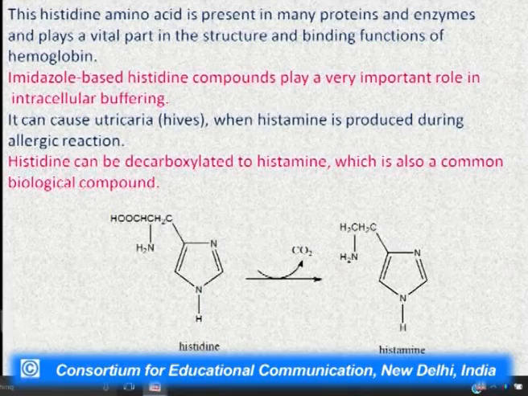This histidine amino acid is present in many proteins and plays a vital part in the structure and the binding functions of hemoglobin. Histidine can be decarboxylated to histamine, which is also a common biological compound. A number of synthetic imidazoles such as Priscol, Privine and antihistamine, they also have physiological properties.